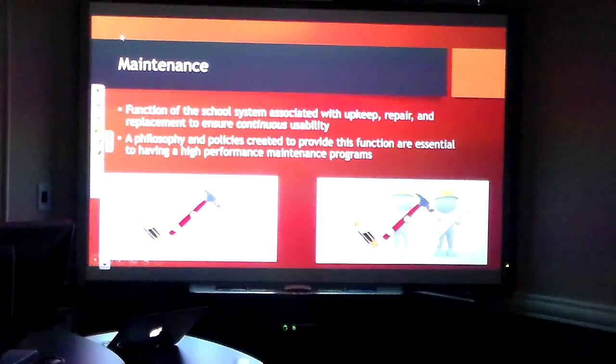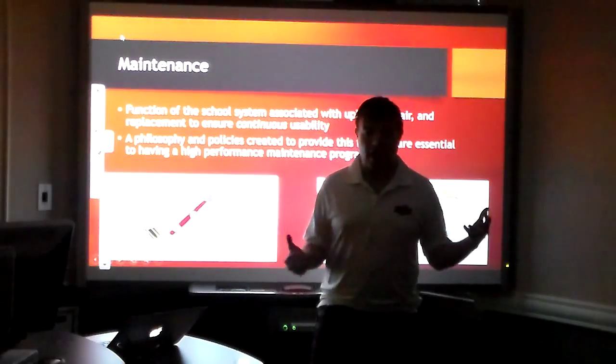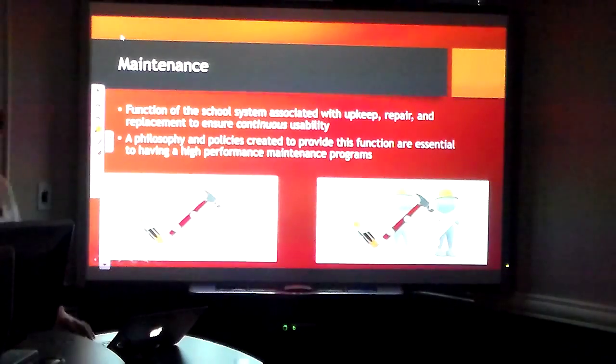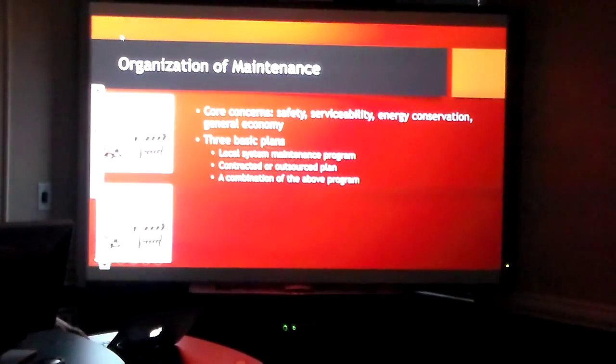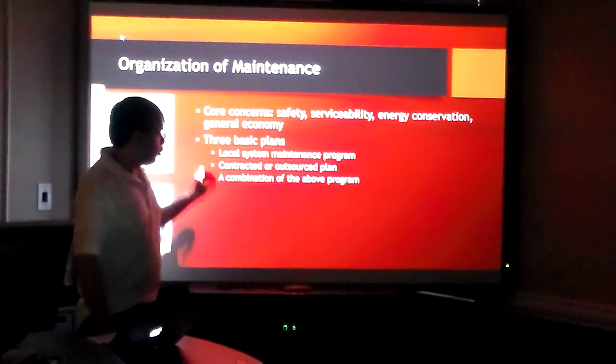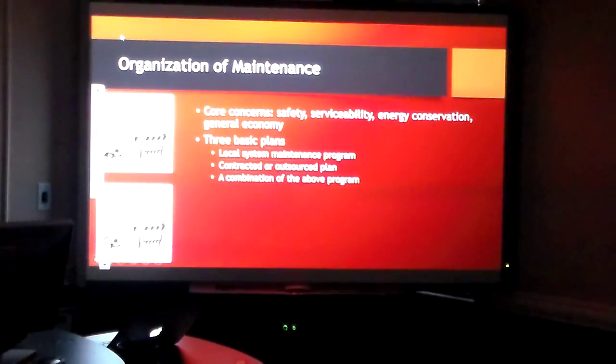So maintenance is basically allowing the school to have upkeep, repair, and replacement and continuous usability. This basically says that we're going to use the school to its maximum capacity, we're going to be good with the materials that we have, and we're going to make sure that there's proper upkeep and repair for those materials. So what do we do when we organize our maintenance department? We're worried about safety, serviceability, and the general economy as well. Normally, we will have local system maintenance programs, which in Oklahoma tends to be the most common, contracted or outsourced plans, or a combination of both, where some functions are outsourced and some are not.